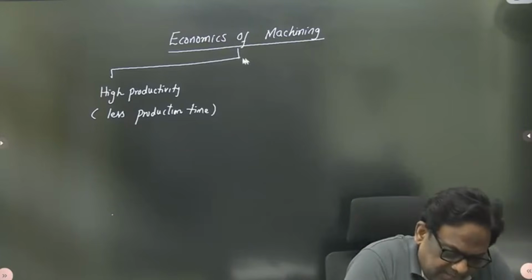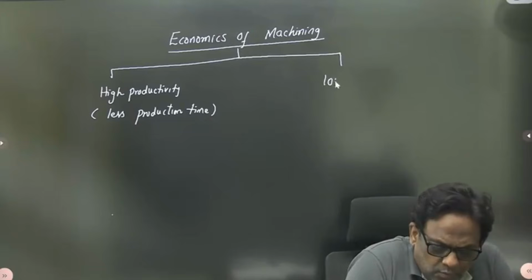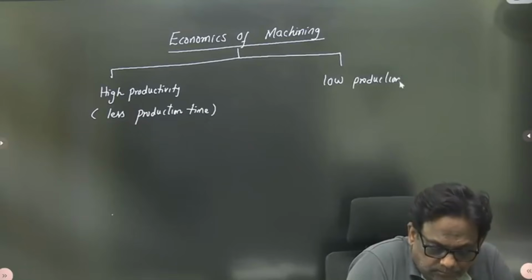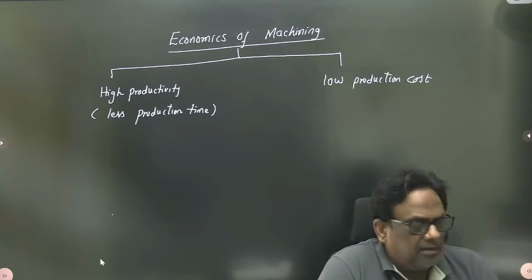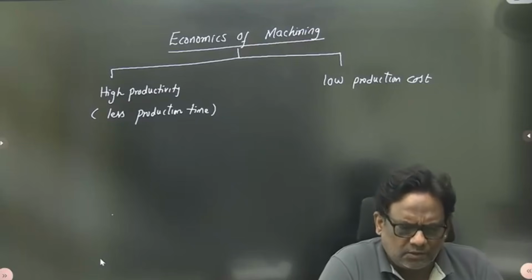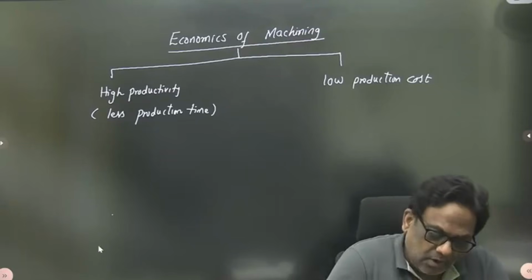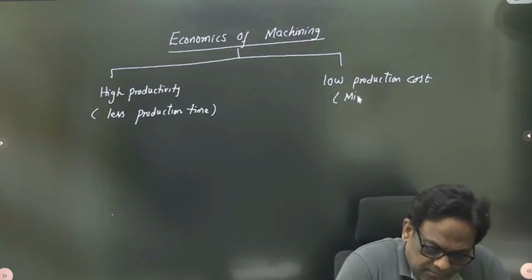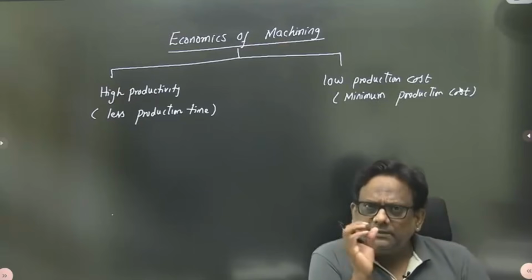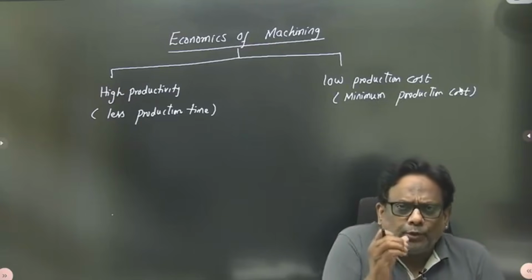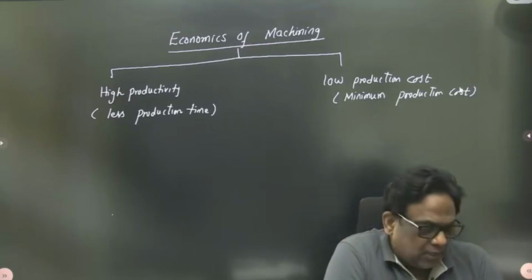The next one is low production cost. Whatever the total cost of manufacturing, it should be minimum. Minimum production cost. Very good. There are two aspects of economics of machining.